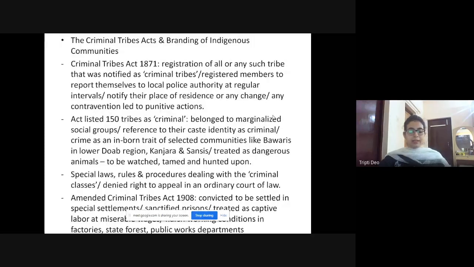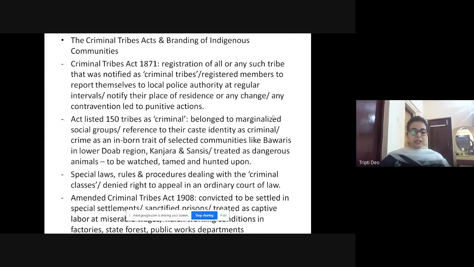Dealing with criminal classes, they were denied rights to appeal in any ordinary court. So these people who were branded and treated as criminals could not even appeal in any ordinary court. So you can understand their plight. After the Act of 1871, the next Tribal Act was an amended Criminal Tribes Act in 1908.